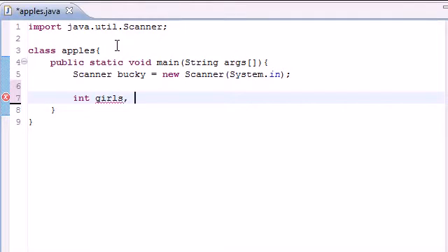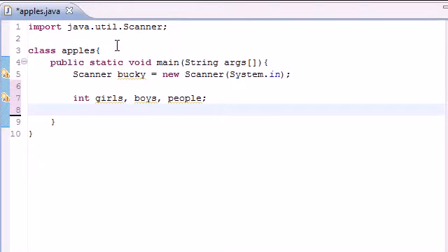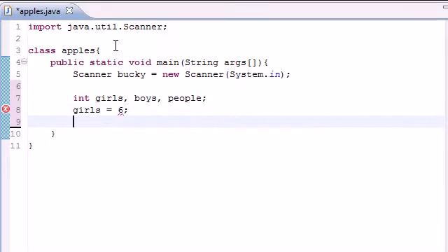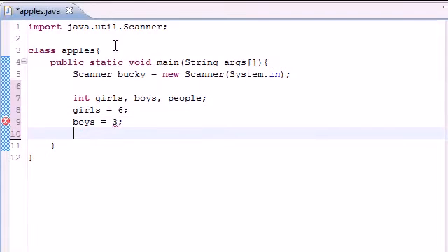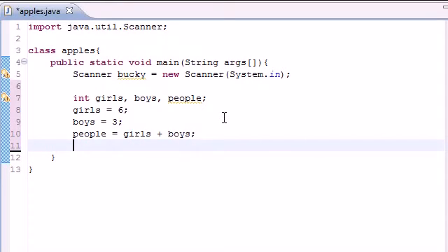Let's go ahead and make three variables: girls, boys, and people. Let's set these to some values. I'll start out by showing you all of the math operators. Girls equals 6, boys equals 3, and people equals girls plus boys. I showed you guys how to use this math operator, the plus sign, in the last one, to get a simple sum. So now the sum of girls plus boys is stored in people.